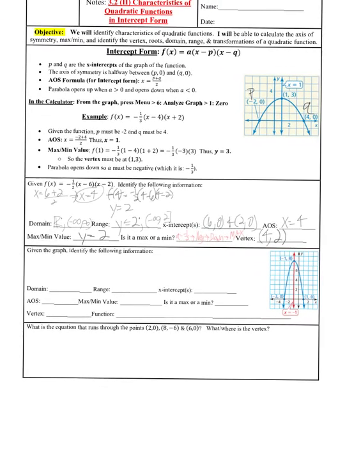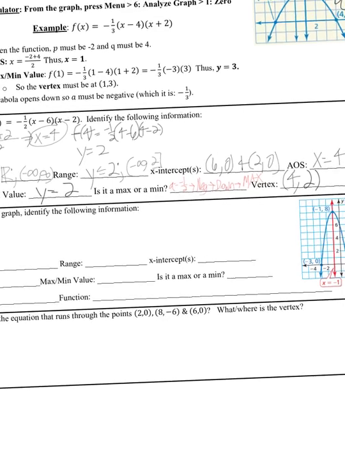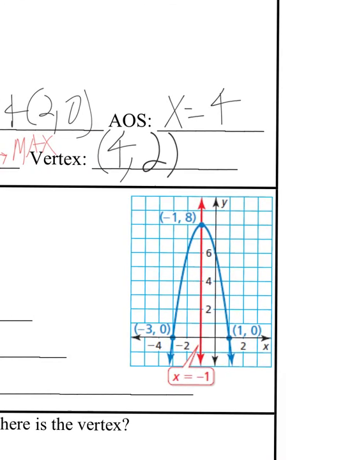So for number 2, I give you this graph right here. And then I ask you all the same questions, except at the very end I ask, what's the function? So the graph alone tells me everything except for the function, right out of the gate. Then plugging numbers into our intercept form, we'll be able to figure out the function.